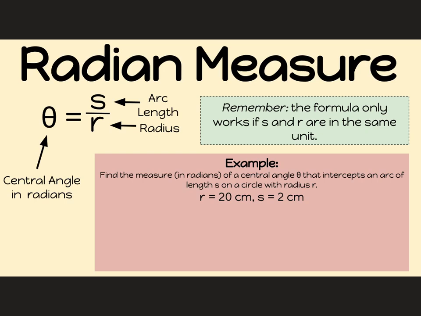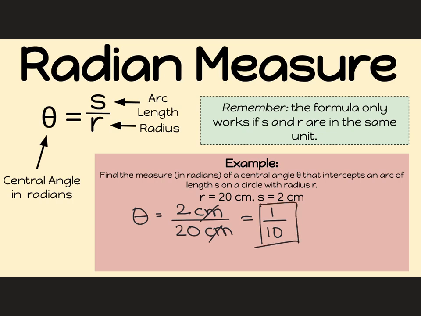So this example said, find the measure in radians of a central angle that intercepts an arc of length S on a circle with radius R. So you're just going to plug these in. So theta equals S on top, R on the bottom. The centimeters cancel, that's why they have to be in the same units, because radians don't have a unit. 2 over 20 is really 1 over 10, or you could get a decimal. It really doesn't matter to me either way. So I'm just going to leave it like this. And this would be in radians.